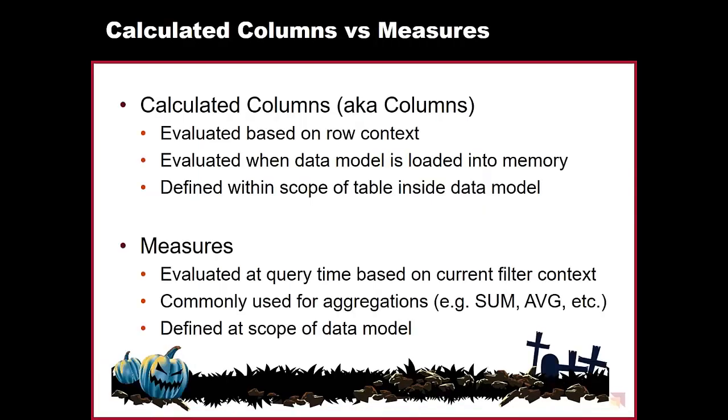So with calculated columns, remember that they are evaluated initially when the data model loads into memory. And the idea is that the tabular database engine just goes through a table row by row, and for every calculated column, it evaluates that, and the evaluation is able to see all the other columns in the current row. So once again, calculated columns automatically have row context by default, and you can just start referencing other columns inside there. Now also remember that calculated columns are defined inside the scope of a table.